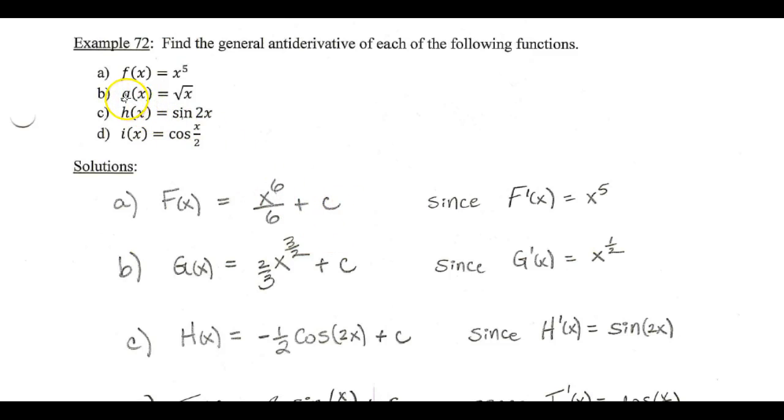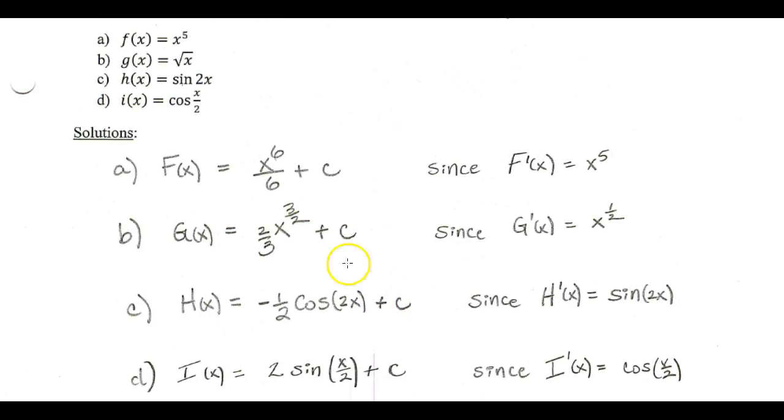All right, so this is g of x equals the square root of x. That's the same thing as x to the 1/2 power, so we can use our power rule. X to the 1/2 plus 1 is 3/2. Dividing by 3/2 is the same thing as multiplying by 2/3. So it's 2/3 x to the 3/2. Don't forget to add your plus c. And if you take its derivative, you quickly see it is x to the 1/2, which is what we wanted when we started.